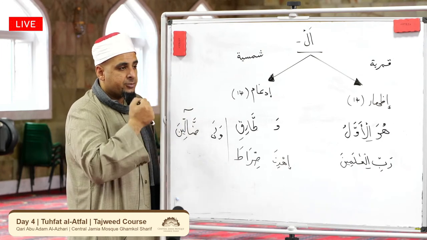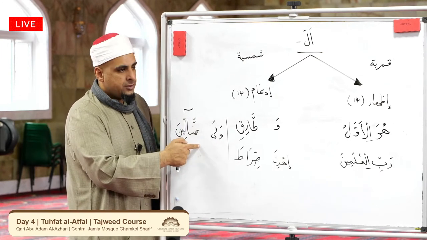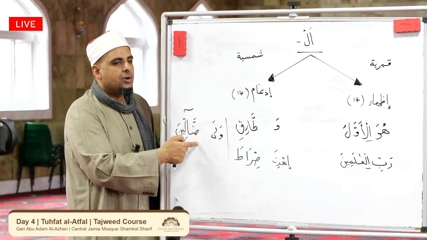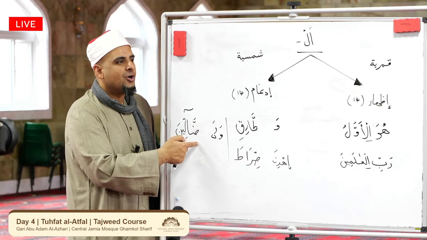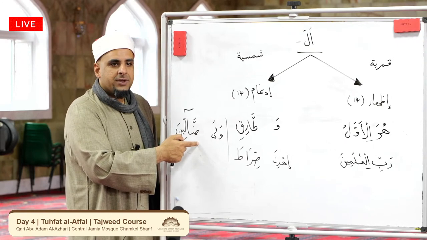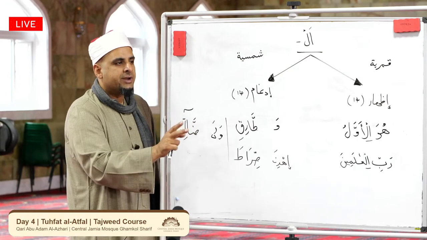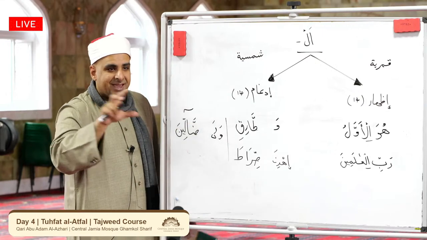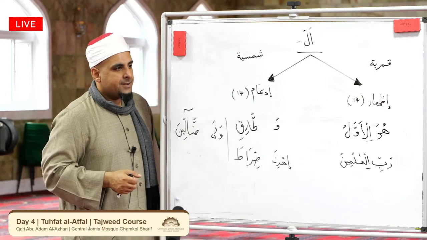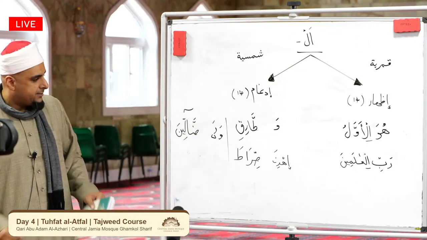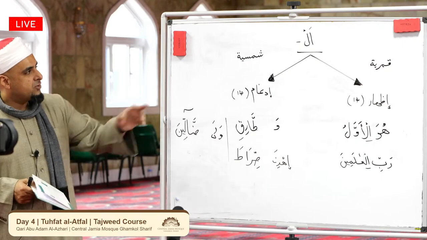Two letters are in there. You gotta press it. So walad, not waladalin, the way we commonly recite it. غير المغضوب عليهم ولا الضال. Incorrect. Why? Because you've just got rid of the word "the" out of the Quran. So ولا الضال. Make sense? So these are known as Shamsiya.